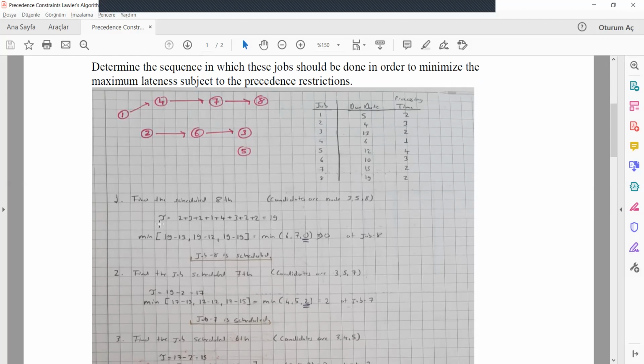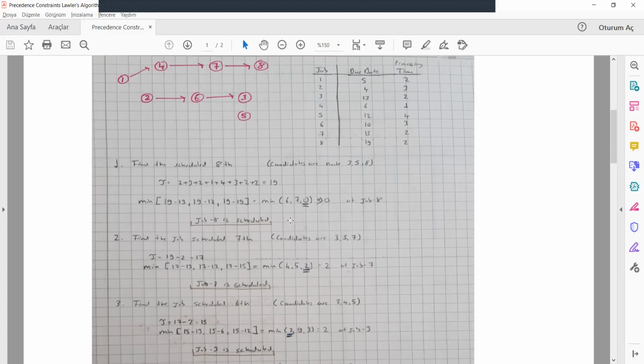We need to find our total processing time, which is 18. We need to sum all the processing times. In the rule, we need to find the difference between the total processing time and the due dates of our candidates, which are 13, 12, and 19. We subtract each value and get this result. We need to find the minimum of these, which is 0. This 0 value corresponds to job 8. As a result, job 8 is scheduled.